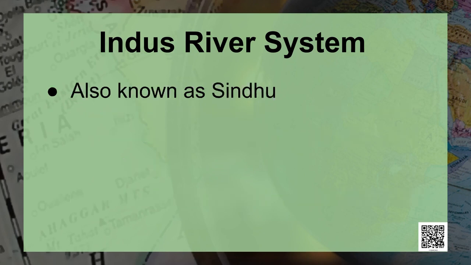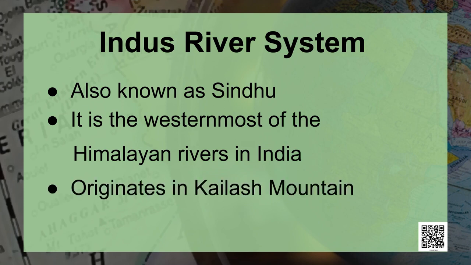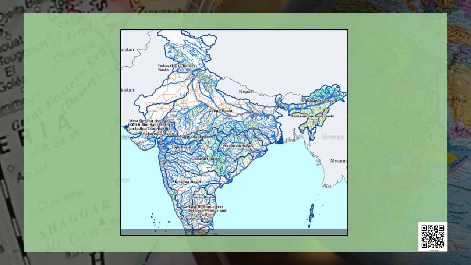Did you know that the Indus is also known as the Sindhu? It is the westernmost of the Himalayan rivers in India. It originates from a glacier in the Tibetan region at an altitude of 4,164 meters in the Kailash mountain range. After flowing in the northwest direction between the Ladakh and Zanskar ranges, it passes through Ladakh and Baltistan.